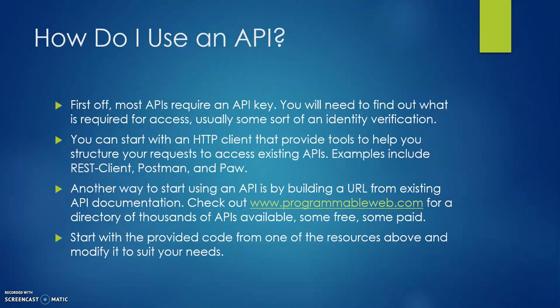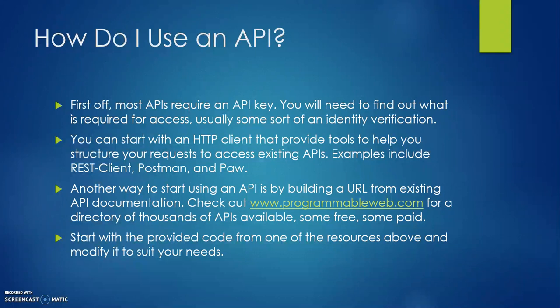How do you use an API? First off, most APIs require an API key. You will need to find out what is required for access, usually some sort of identity verification. You can start with an HTTP client that provides tools to help you structure your requests to access existing APIs. Examples include REST client, Postman, and PAW.